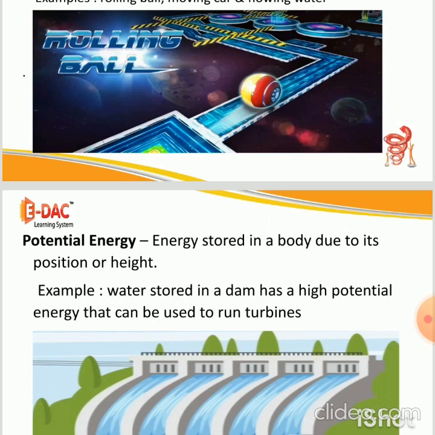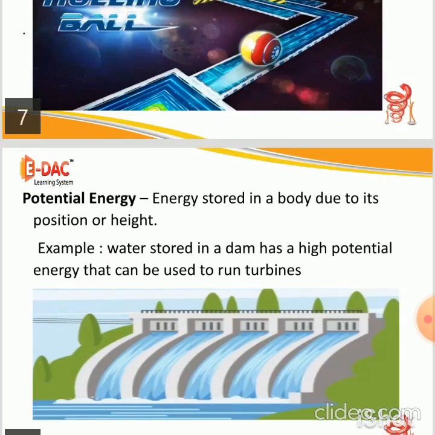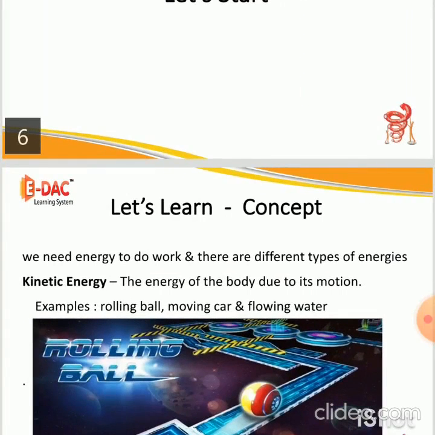What is the definition of kinetic energy? The definition of kinetic energy states that the energy of the body due to its motion. The energy that develops in a body because of its motion is called kinetic energy. For example, rolling ball, moving car, and flowing water. When a ball rolls, a certain sort of energy is developed in the ball because of its motion. So this energy is called kinetic energy. Similar is the case with moving car and flowing water, right? So these are the examples of kinetic energy.